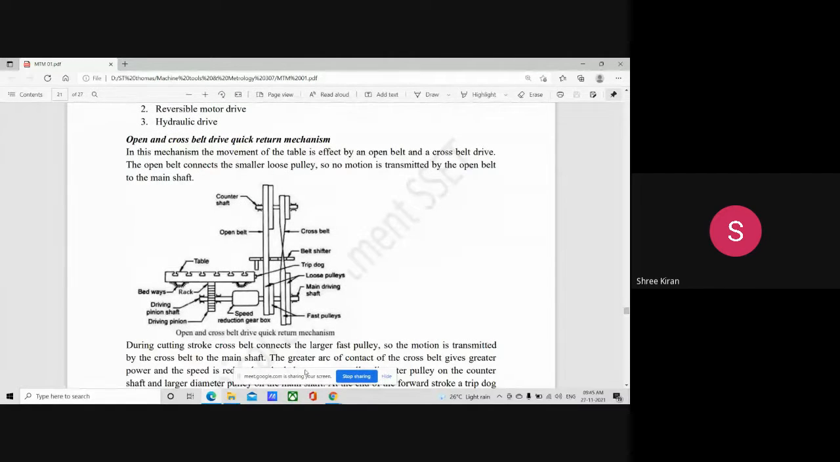First, you have to see the main parts of an open and cross belt drive quick return mechanism. It comes with a countershaft. This is the cross belt. This is the belt shifter. This is the trip dog. These are the loose pulleys, and this is the main driving shaft.